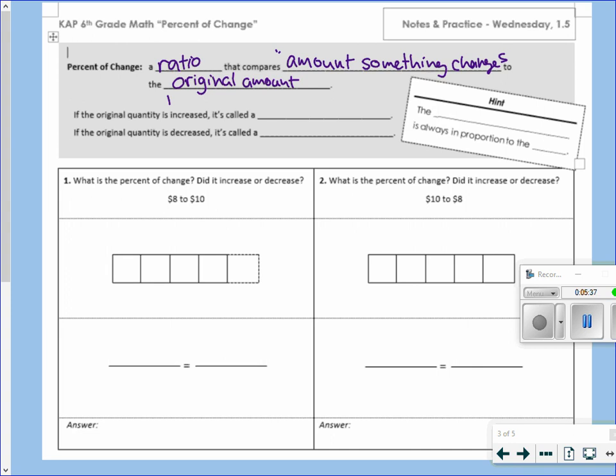If the original quantity is increased, is it going to be a percent increase or a decrease, y'all think? If it increases, it's going to be a percent increase. Are we awake this morning? Sing our ABCs again if we really want to. Okay, yes, there you go. If the original quantity is decreased, it's going to be called a percent decrease.